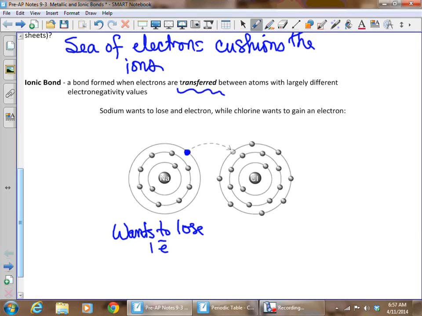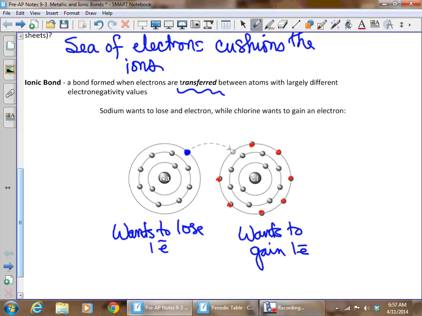Look over here, however, at chlorine. Chlorine has originally 7 valence electrons, and to reach that stable octet, that s2p6 configuration, chlorine would really like to gain an electron. So it's like a marriage made in heaven.